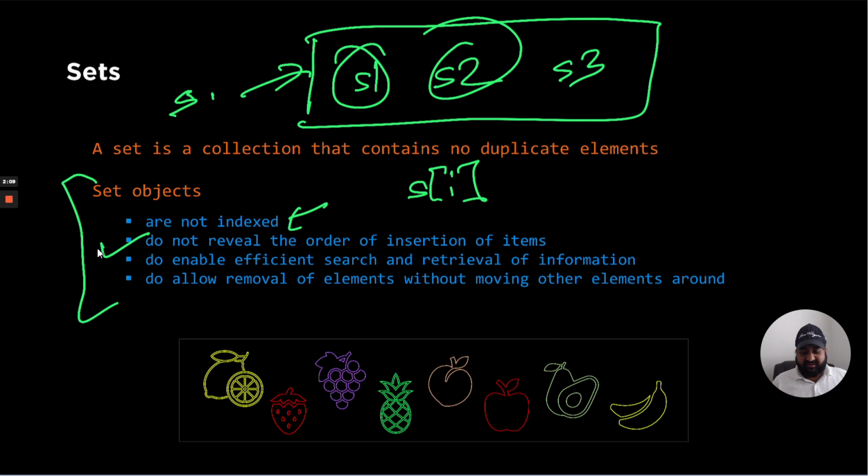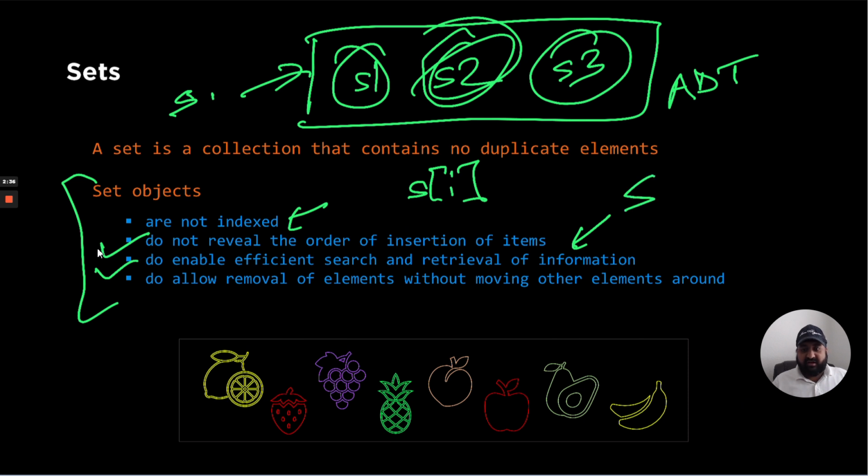It could be anything, and the ADT or the interface that is provided by the set data structure doesn't confirm what the implementation is behind the scenes. The third thing is that they do provide efficient search and retrieval of information, which means if we try to check whether S3 is a member of this set or whether S2 is a member of this set S, it provides a really fast searching mechanism. Similarly, if you want to add some information to the set, it is really fast.